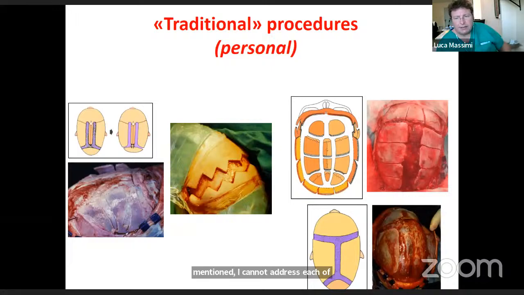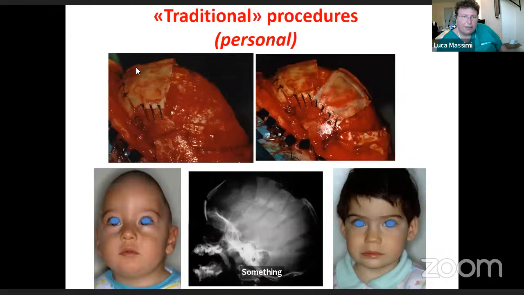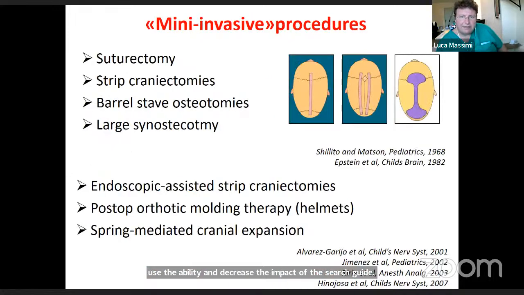I can show something about our past, about the personal technique. Now we are trying to perform a more extensive total bone remodeling for patients older than 6 months, but taking into account also these two additional goals that are to reduce the perioperative bleeding and decrease the impact of the surgical scar, we are in favor, whenever possible, of minimally-invasive techniques.